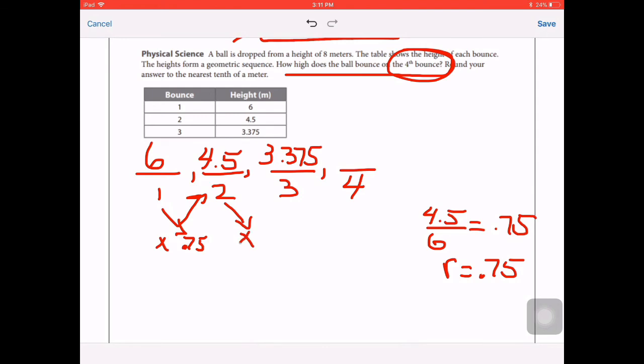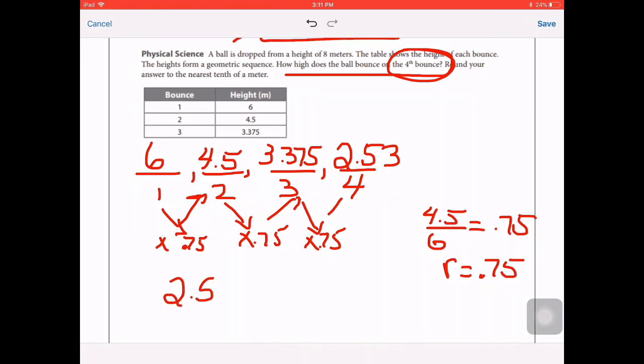So if we continue on with that pattern, we will see that every time we multiply by 0.75, we get the next number. So 3.375 times the 0.75 tells us that the ball reaches a height after 4 bounces. Its height is at, grabbing my calculator really quick, the height ends up at 2.53 meters. If we follow the directions and round to the nearest tenth of a meter, it would just be 2.5 meters.